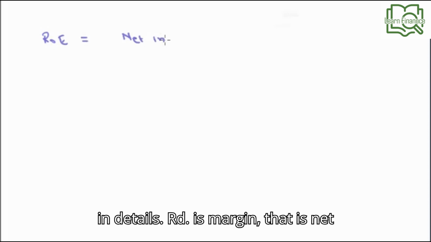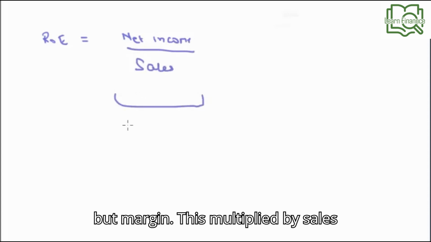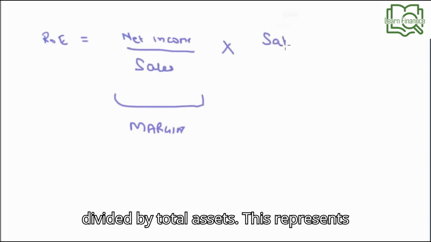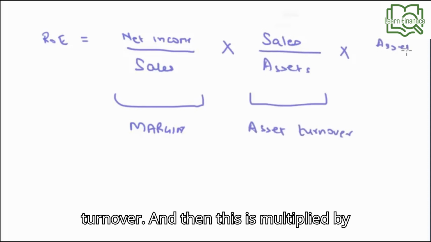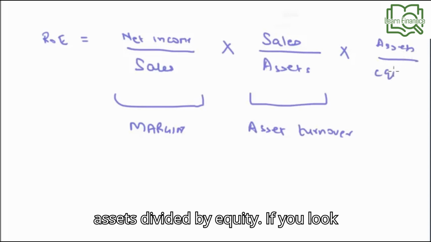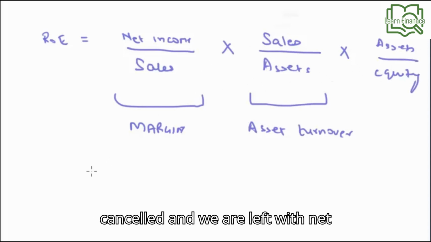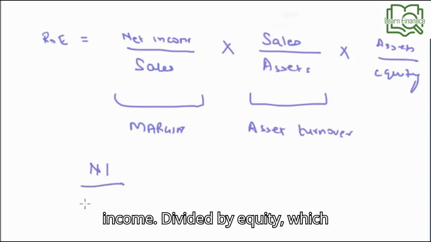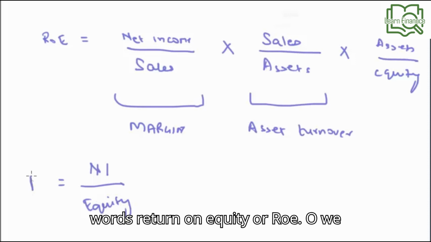ROE is margin, that is net income divided by sales. This is nothing but margin. This multiplied by sales divided by total assets. This represents turnover, and then this is multiplied by assets divided by equity. If you look carefully, most of things are getting canceled, and we are left with net income divided by equity, which represents equity return, or in other words, return on equity or ROE.